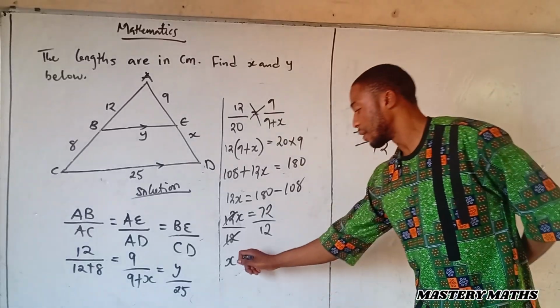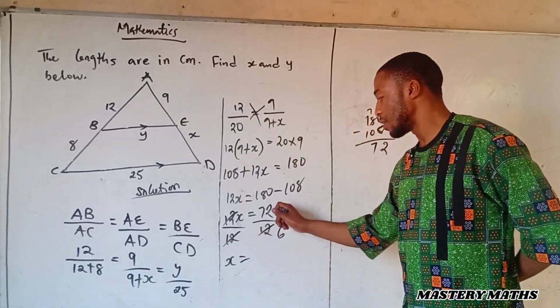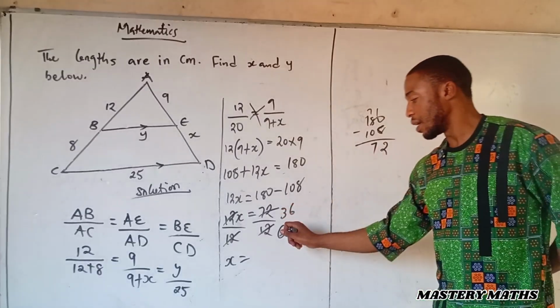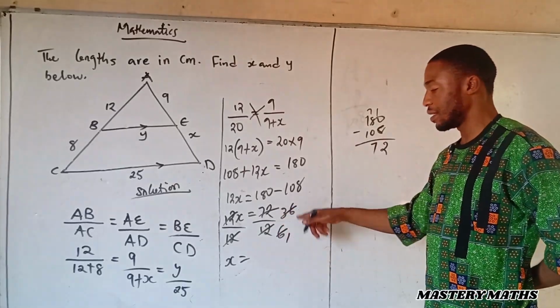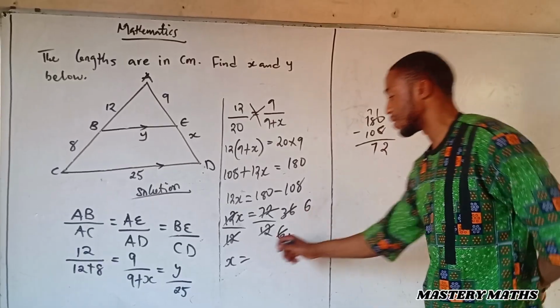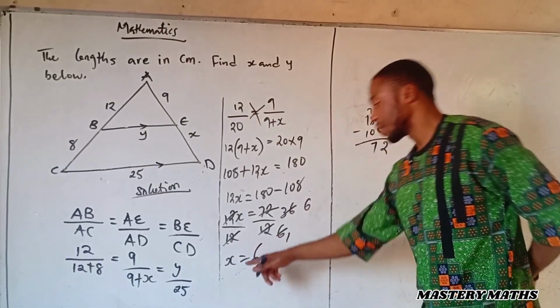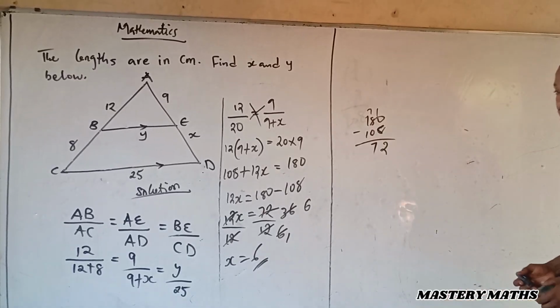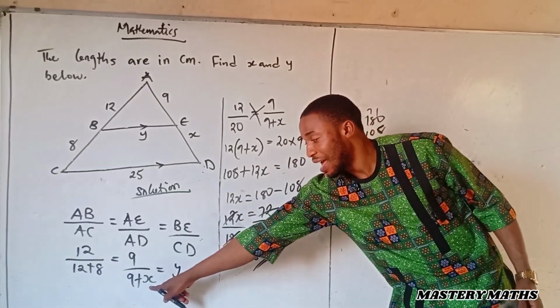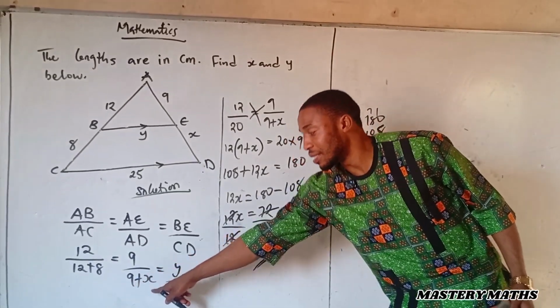We'll split this down. 2 here is 6, 2 here is 36. Now 6 here is 1, 6 here is 6. So our x is 6. Our x has given us 6. So that means here is 9 plus 6.